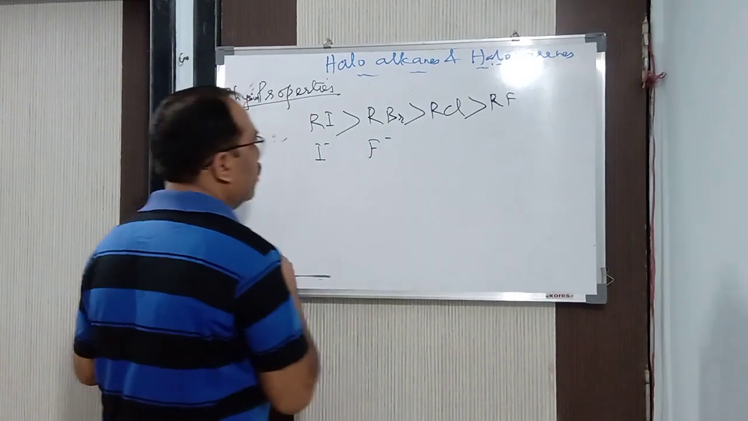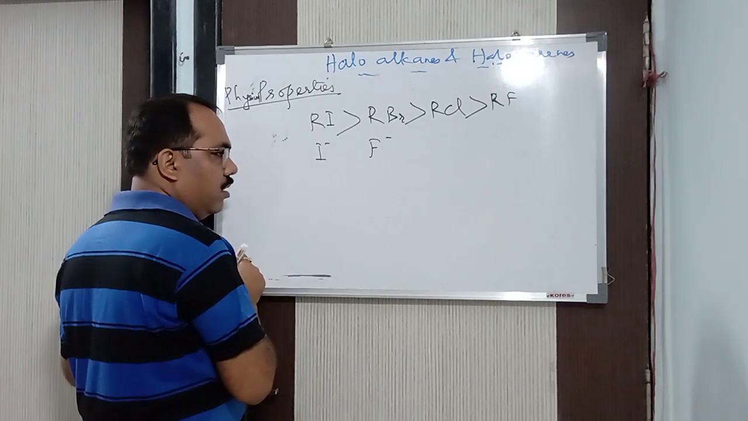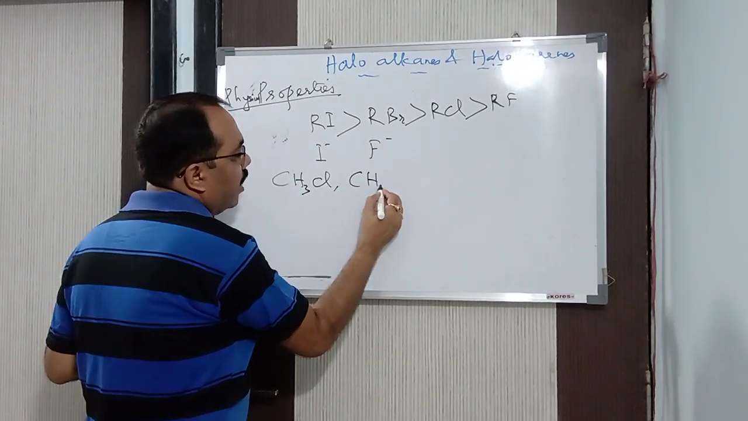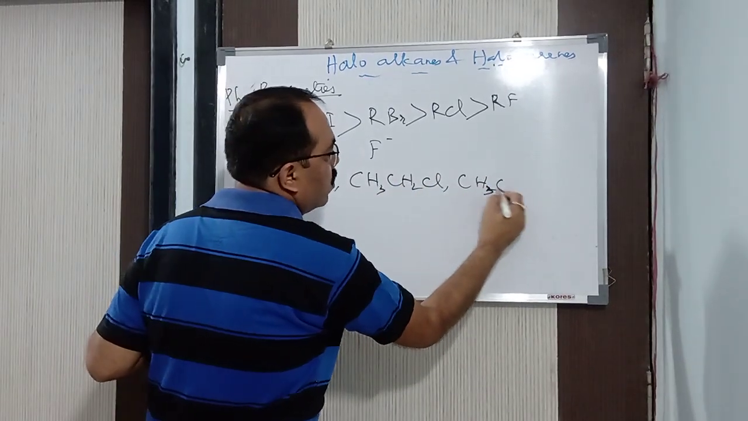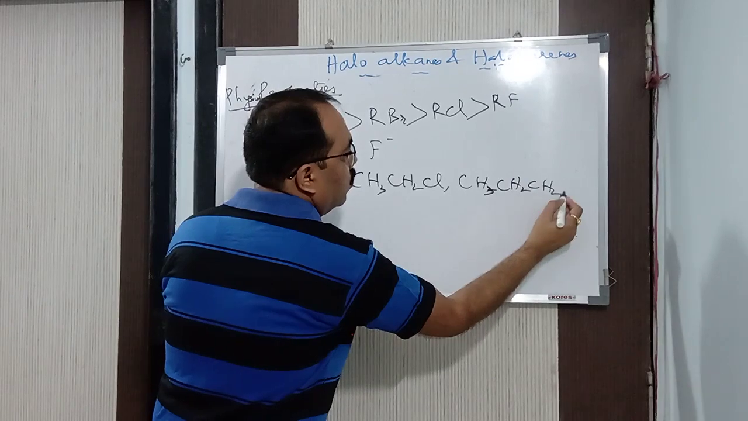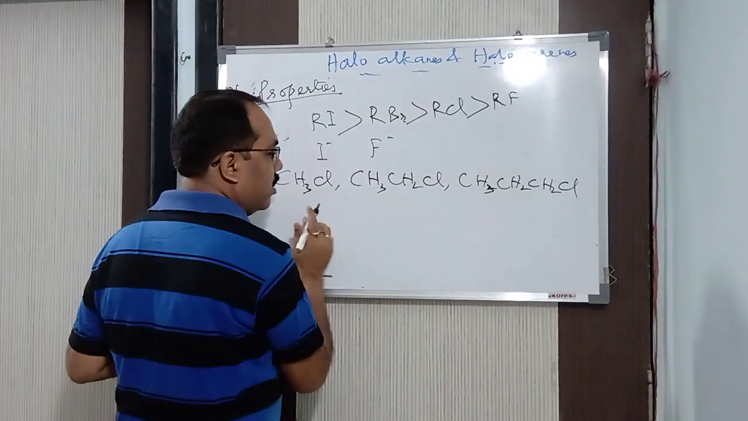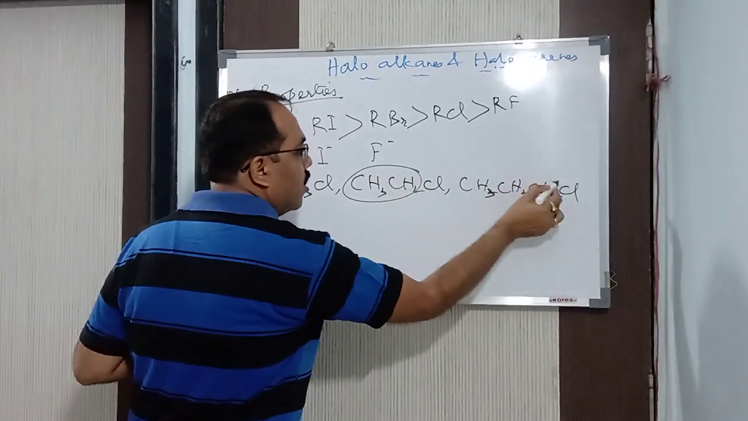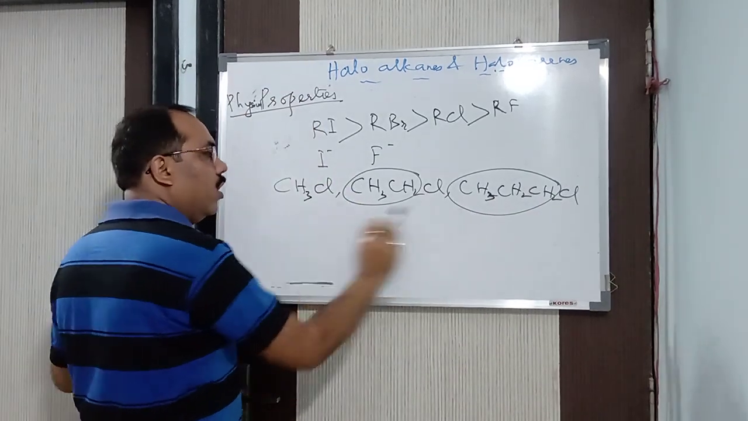First of all, you must understand this. Next, when the molecular weight increases, the boiling point increases. That means if I have CH3Cl, CH3CH2Cl, and CH3CH2CH2CH2Cl, then with the increase in molecular weight, the molecular size also increases, the alkyl group size increases. So van der Waals force increases, and for that reason the boiling point also increases.